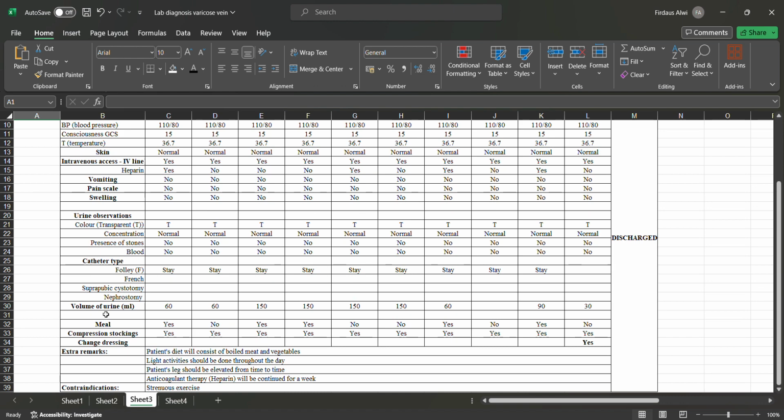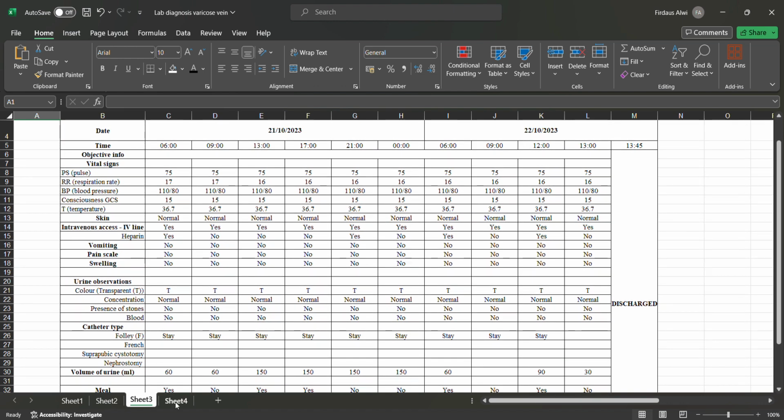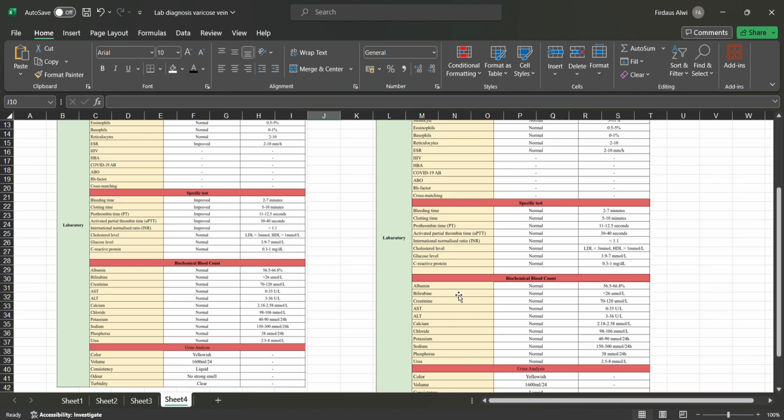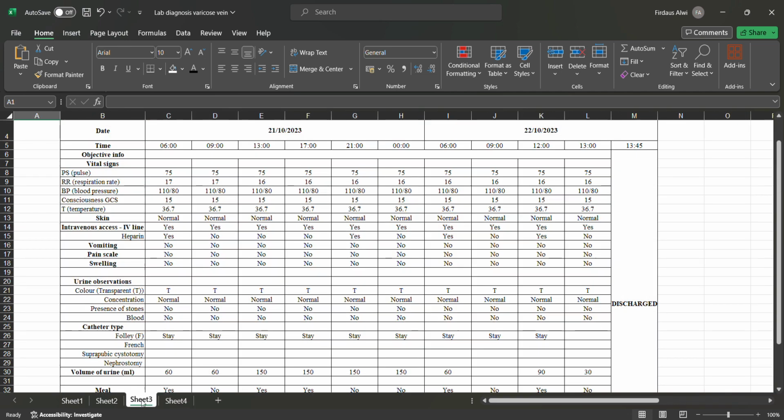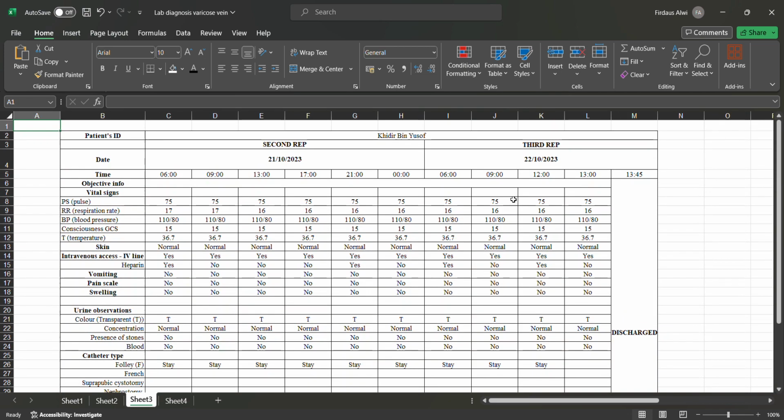On the second day, I have also taken another blood test to monitor his hemostatic system, so we can see that everything here is normal, which is a good sign. And because of that, on the third day, over here, again, the same routine, monitored every 4 hours. And because, according to his lab tests, his hemostatic system is normal and his vital signs are also normal, I would discharge him at around 1 p.m.